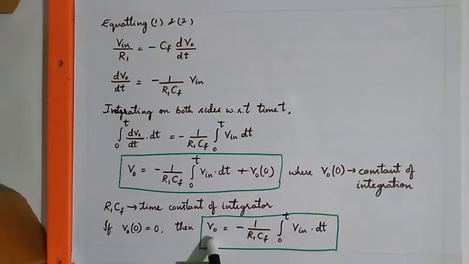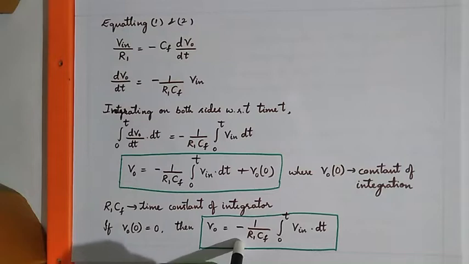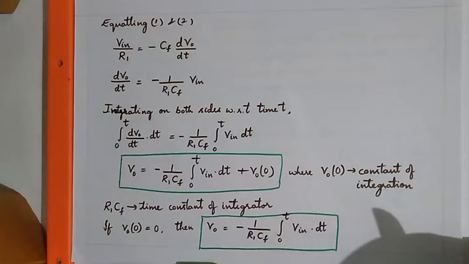Thus the output is equal to minus 1 by R1 CF times the integral of the input voltage. This negative sign is due to the fact that the input voltage is applied to the inverting terminal of the op-amp through the resistor R1. Thus the output voltage is the negative integral of the input voltage.